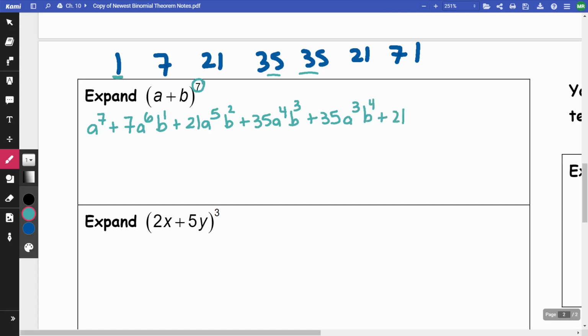Plus 21, a to the 2nd, which means my b is going to be to the 5th, because they always have to add to 7 if this is a 7. Plus 7, a, b to the 6th, really a to the 1st. And my last one's 1, b to the 7th. And that's my answer. I'm done.